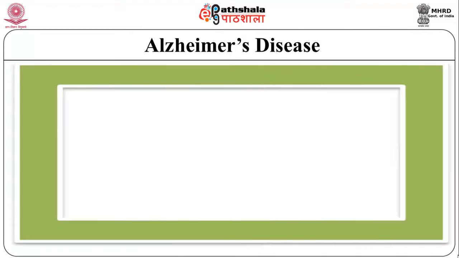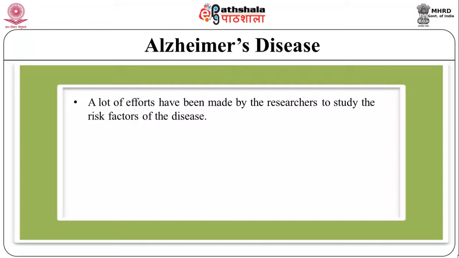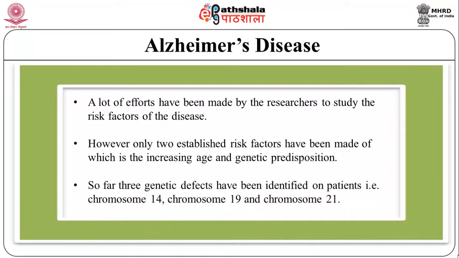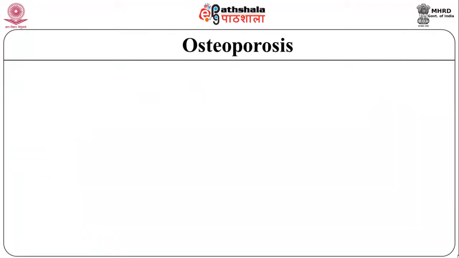A lot of effort has been made by researchers to study the risk factors of the disease. However, only 2 established risk factors have been identified, which are increasing age and genetic predisposition. So far, 3 genetic defects have been identified in patients, on chromosome 14, chromosome 19, and chromosome 21.